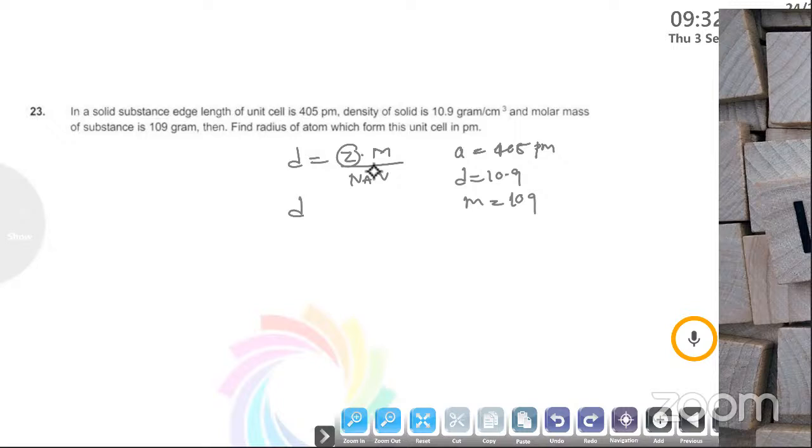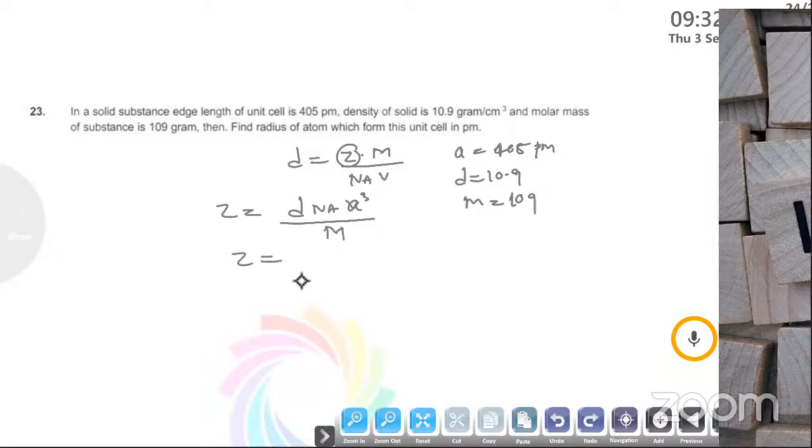Here density is given. Volume is not given, but edge length is given. Whenever the edge length is given, you can calculate the volume. So volume is equal to a cube, and then we can calculate the Z value. Z is equal to density into Avogadro number into volume by M. In case of volume, we should write a cube, length into breadth into height. As it is a cube cell, a into a into a, a cube.